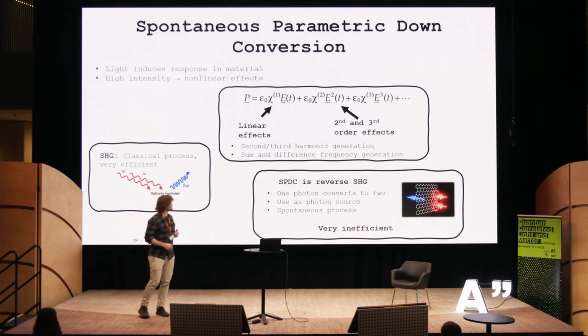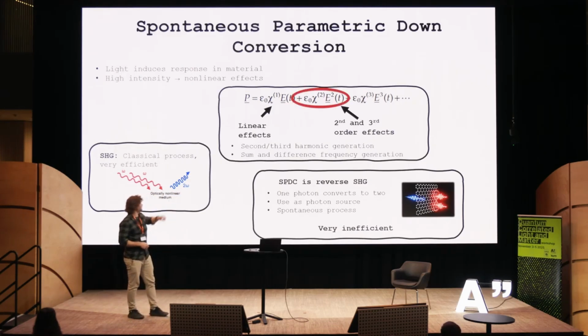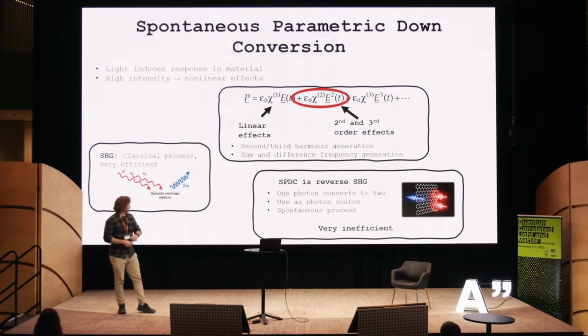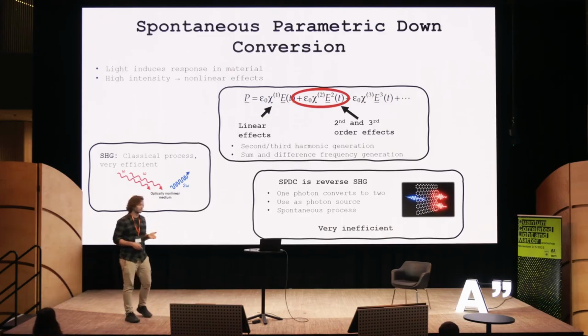Although the physics behind this process is the same, and it's described by this nonlinear tensor element, the kind of material parameter that tells us how strongly an incoming field can couple to our outgoing fields, down conversion is a very inefficient process by definition. It's spontaneous, and any attempt to turn up the field will work, but you start leaving the regime of single photons. So in down conversion, we want to make things efficient.